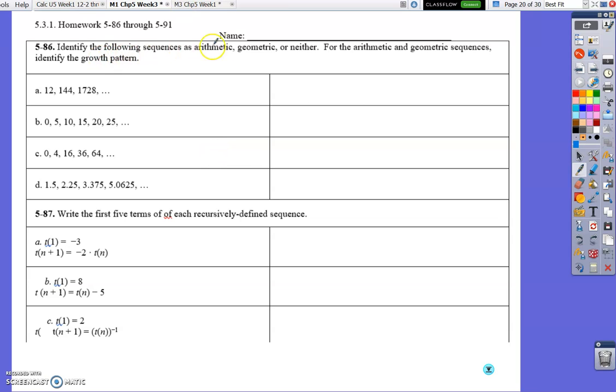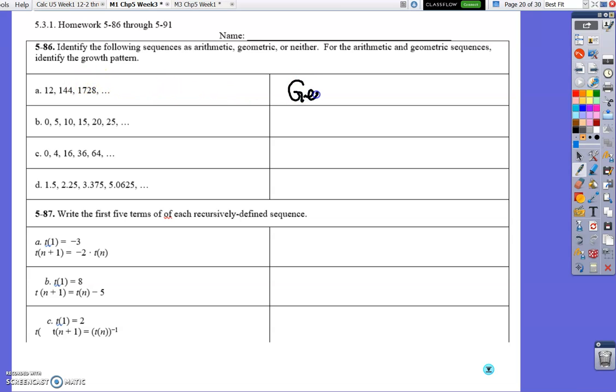Okay, so we want to identify the sequences as arithmetic, geometric, or neither. For the arithmetic and geometric sequences, we're going to find the growth pattern. So 12, 144, 1728. To move from 12 to 144, I would add 132, so I'm clearly not adding the same number every time. I would also times by 12, because 12 times 12 is 144. 144 times 12 is 1728, according to my calculator.